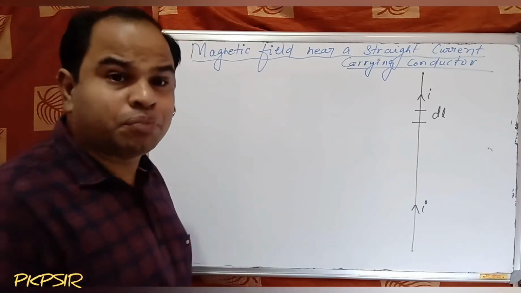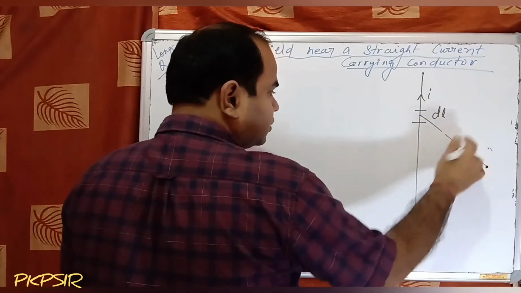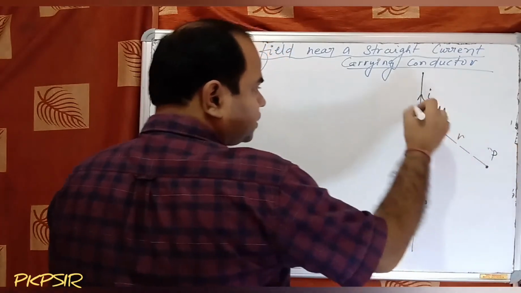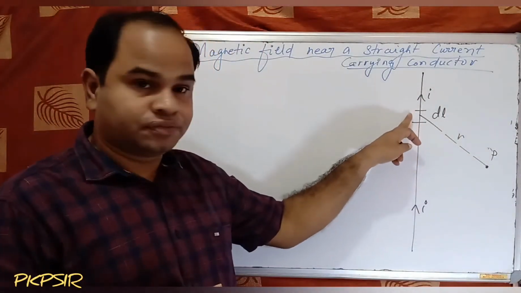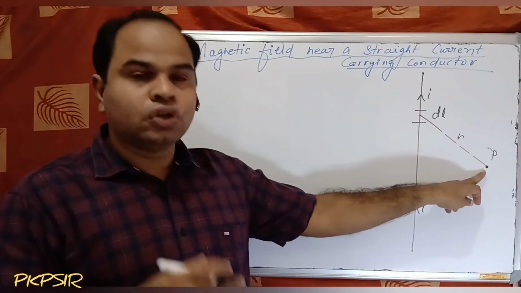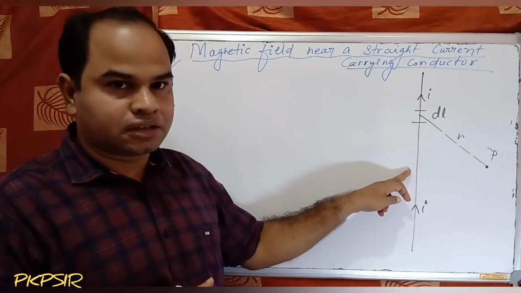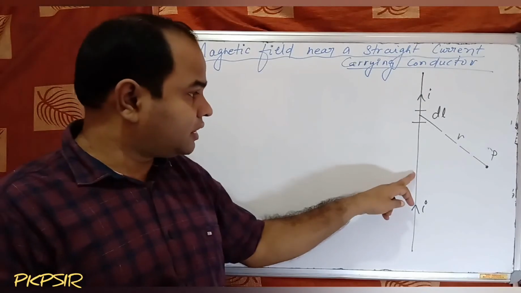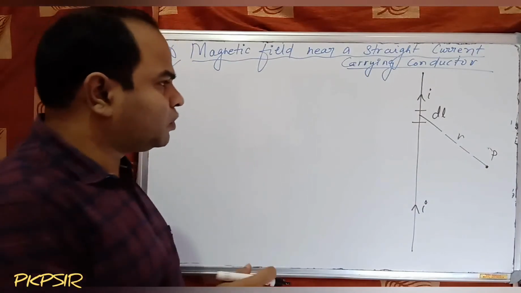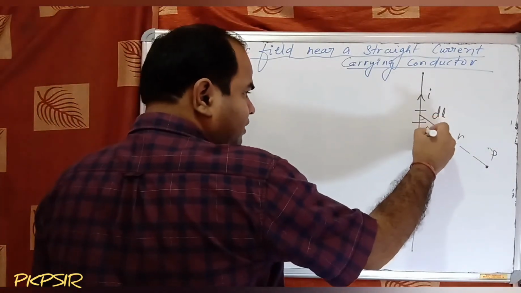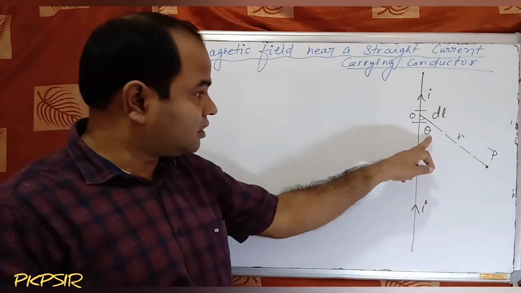Let us consider a point P, which is r distance from the small length dl. At this point, we are going to find the net magnetic field due to the straight current carrying conductor. Let this small length dl make an angle theta with r.